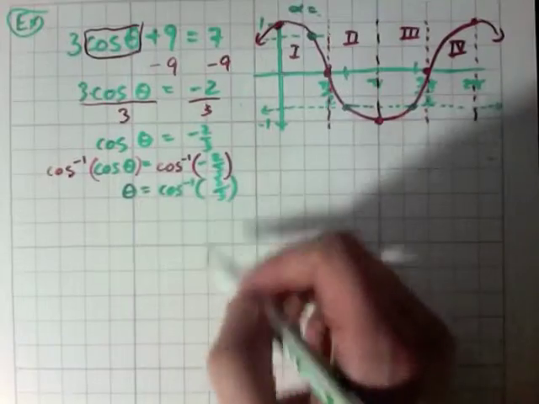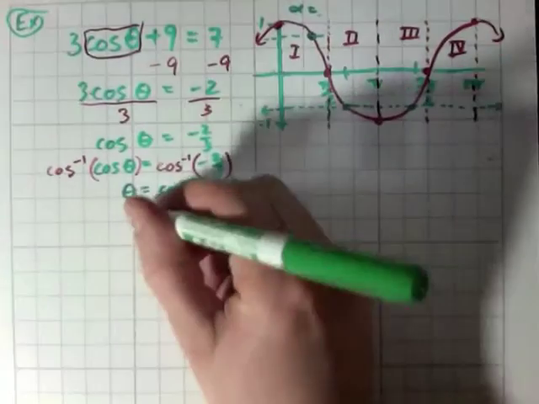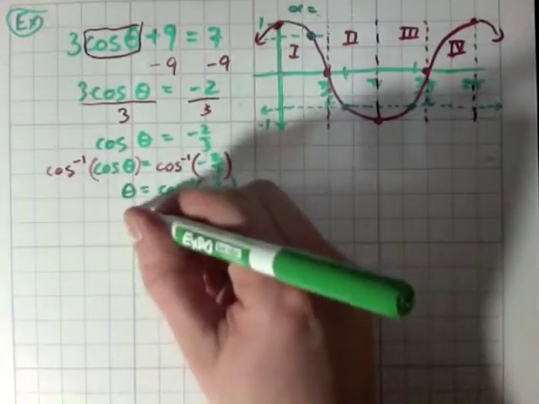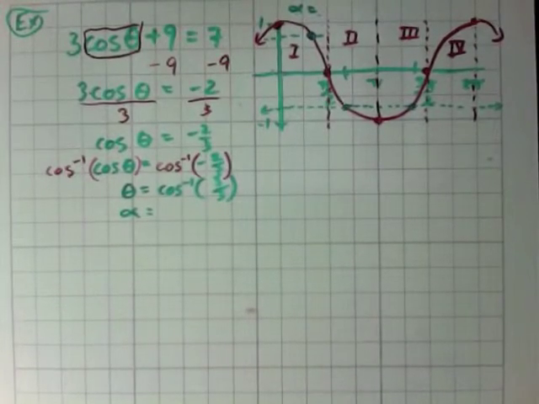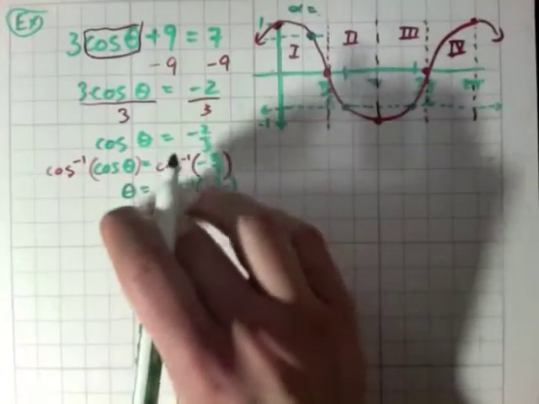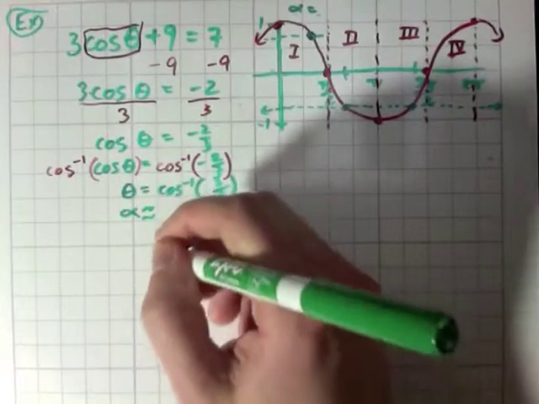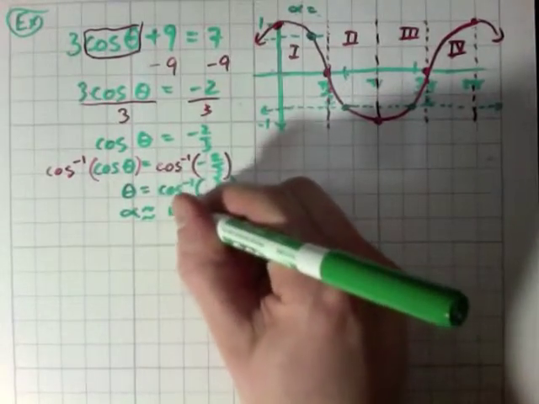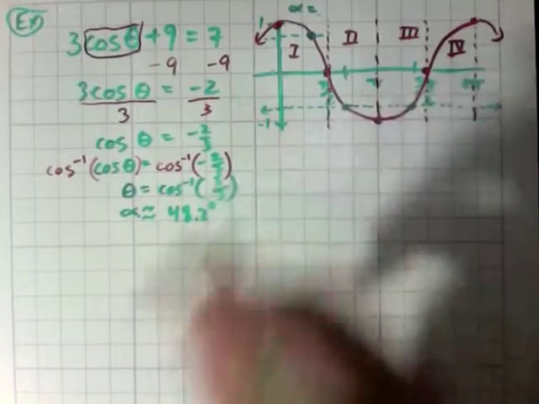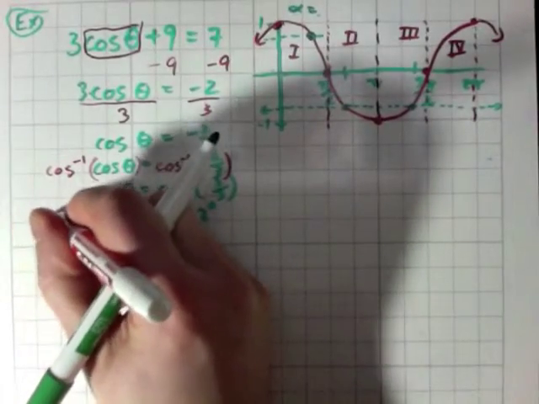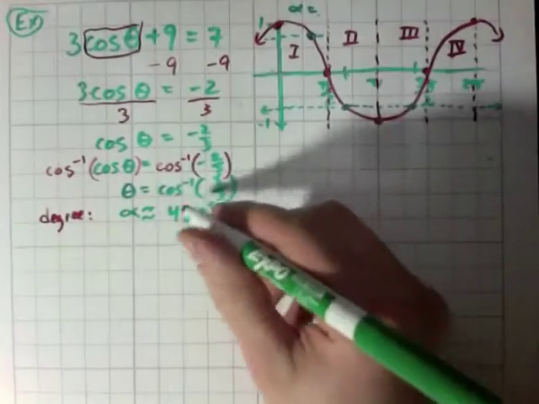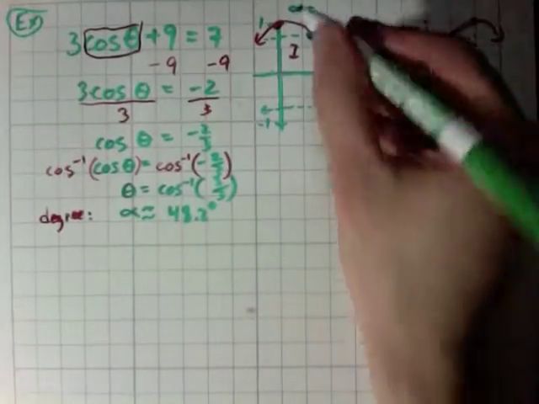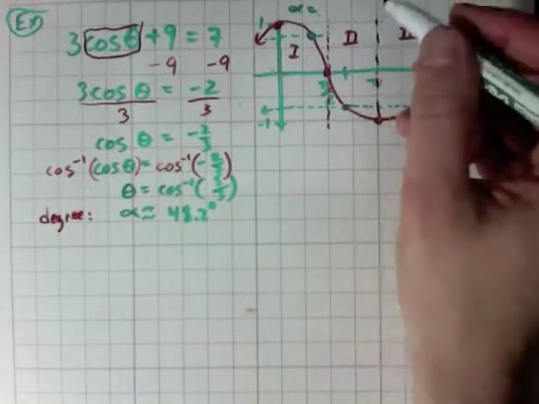So alpha is going to be the cosine inverse of 2/3, and actually I'll even label that as alpha. Cosine inverse of 2/3 is approximately 48.2 degrees. And in order to get that from a calculator, you'd have to make sure you're in degree mode, right? So my reference angle is 48.2 degrees, is where this would occur.